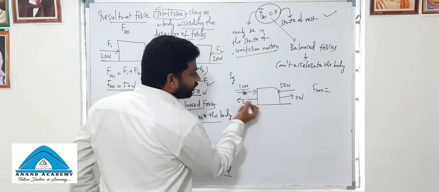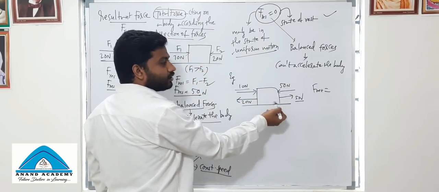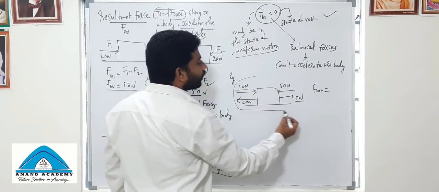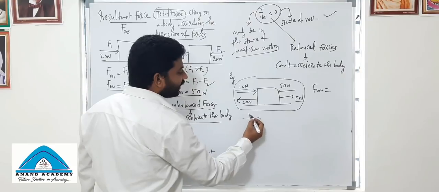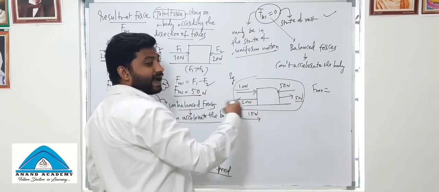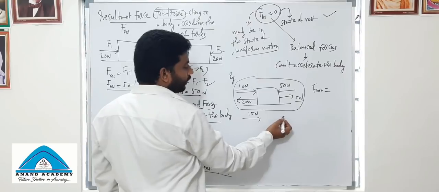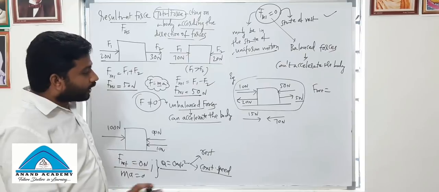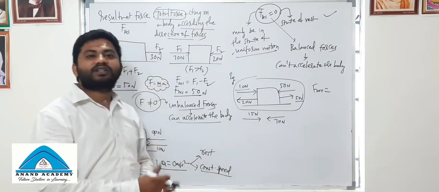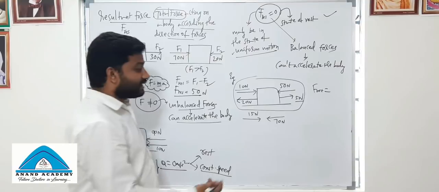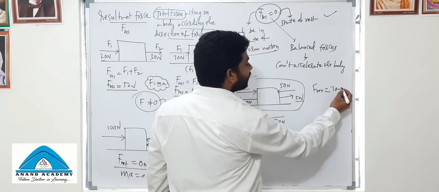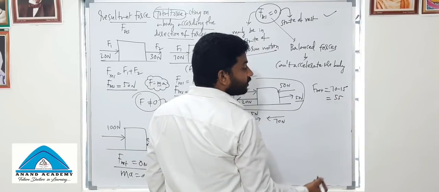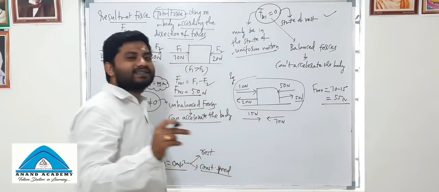And this 10 Newton and 5 Newton are in the same direction. I can say 15 Newton is acting in this direction. So overall, 15 Newton is acting in this direction and in the other direction 50 plus 20, so 70 Newton is acting in this direction. So when this force and this force are in opposite directions, the difference is 70 minus 15. 70 minus 15 is how much here? So it is 55 Newton. 55 Newton is the resultant force.